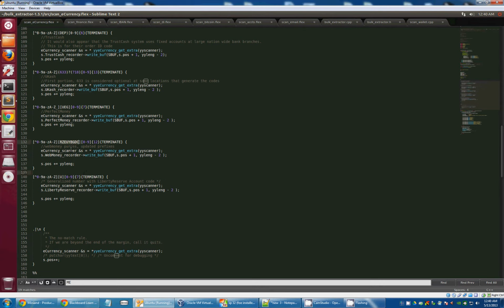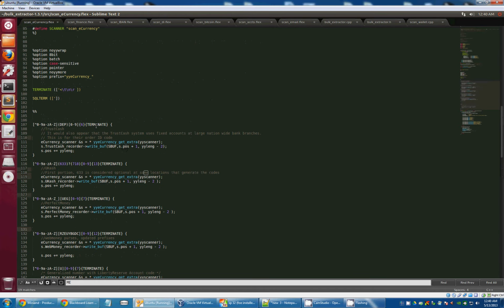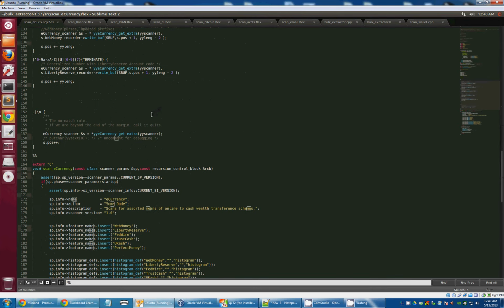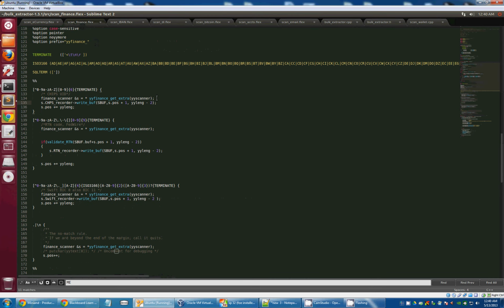And for WebMoney, they actually added a bunch of new purses since the previous person had written this, so this accounts for that. The rest of them are new. All right, so let's go on to the financial one.